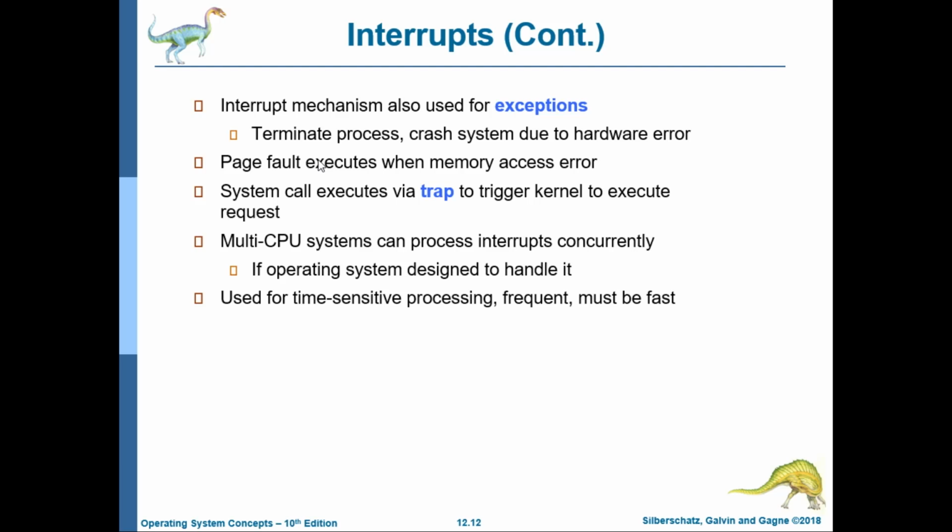Multi-CPU systems can process interrupts concurrently. Of course, because it has two or more central processing units or microprocessors, it can process interrupts concurrently or simultaneously. If the operating system is designed to handle it, then you have a multi-CPU system, but what if your operating system is not designed for processing interrupts concurrently? Then your multi-CPU system will not work. It depends also on your operating system. And this is also used for time-sensitive processing, which is frequent and must be fast.